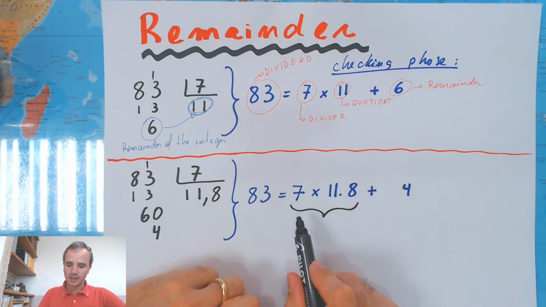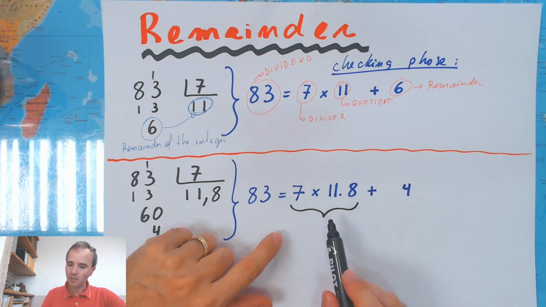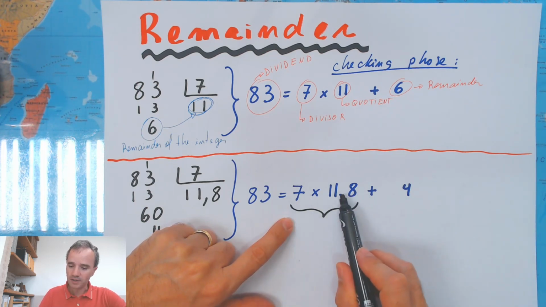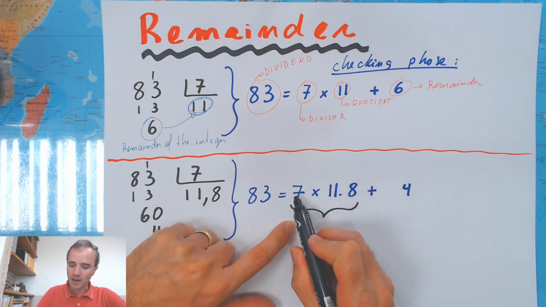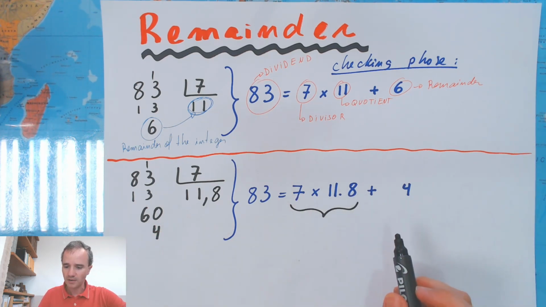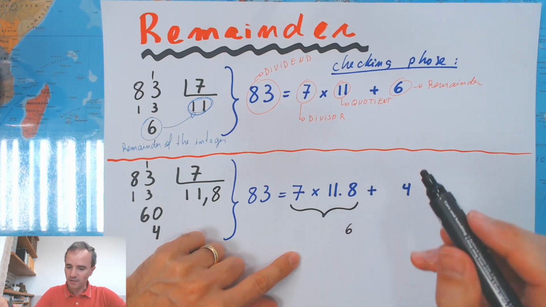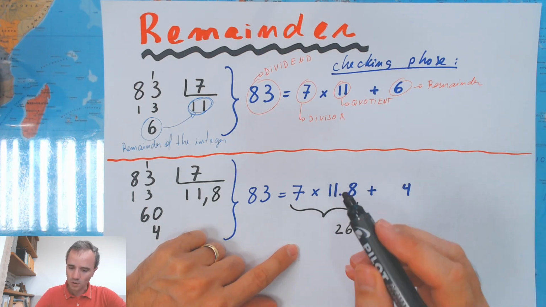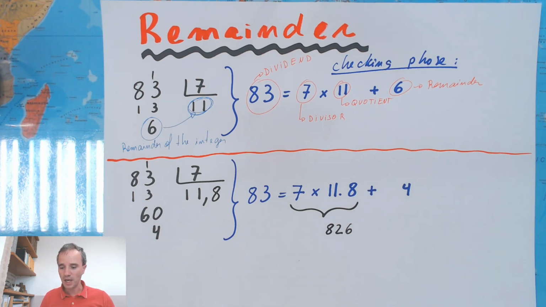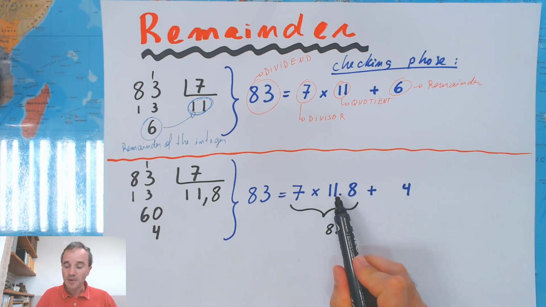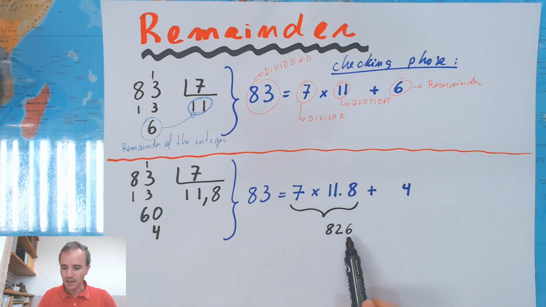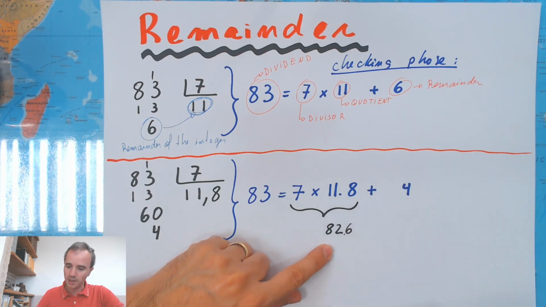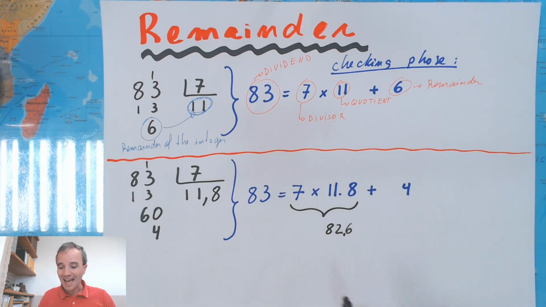Well, what is this? 7 times 11.8. Let's forget that we have the dots, and let's do this. 8 times 7 is going to be what? 56, right? 6, and 5 goes there. 5 plus 7 plus 5 is going to be 12. 1 goes there. Okay, so this is the answer. 7 times 118 is this, but because it's not 118, it's 11.8, I have a point in here, so I'm going to put a point in here. So it is 82.6.